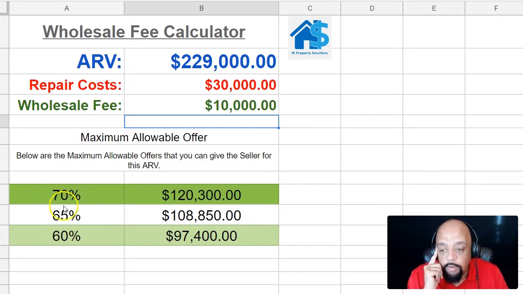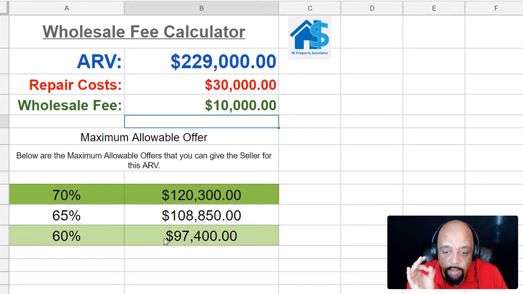Now, what we do is we have it at 70%, 65, and 60%. So if the ARV is 229, we can come in and offer that person 120,000. We can offer them this 108,000, or we can offer them this 97,000. Now, we typically start at this, and sometimes even lower.